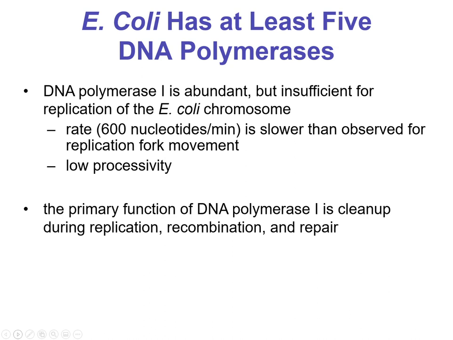DNA pol 1 is very abundant, but it's actually insufficient for replication. The rate at which it adds nucleotides is 600 nucleotides per minute, but that's too slow based on the movement that was observed for the replication fork. It also has low processivity, which means that it will only catalyze a few nucleotides and then fall off, and then another one has to bind, and that's a lot. All of that put together suggests it's probably not DNA pol 1 that's doing the replicating.